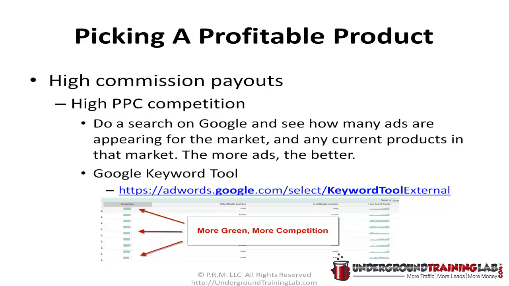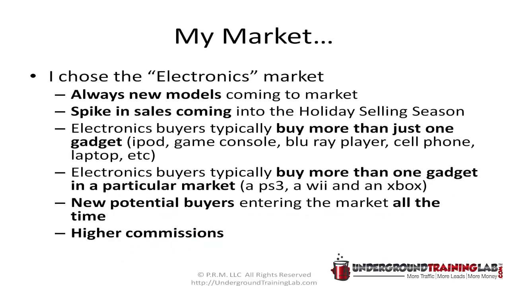We also showed you how to use the Google free keyword tool to look at the competition because more competition is our friend. We want to see a lot of pay-per-click competition because that means if people are paying to advertise the products in those markets, it also means that they're making money selling those products. So competition is our friend, and we covered this in the first video. Now, getting to today's video, we're going to talk about the market that I chose.